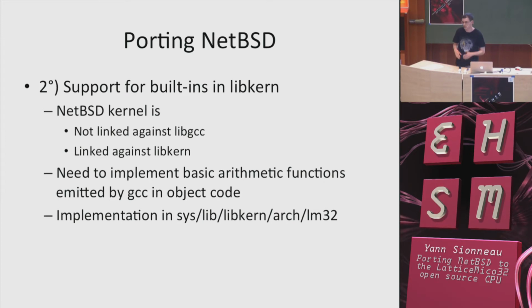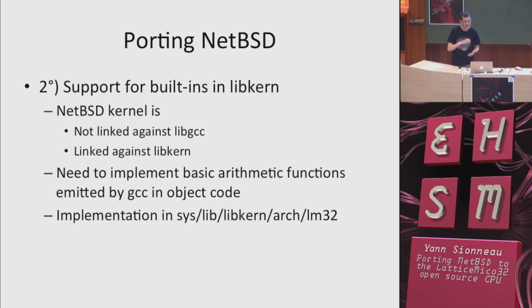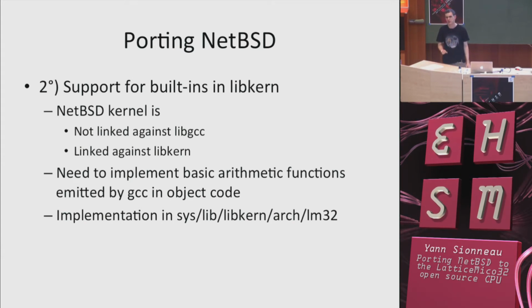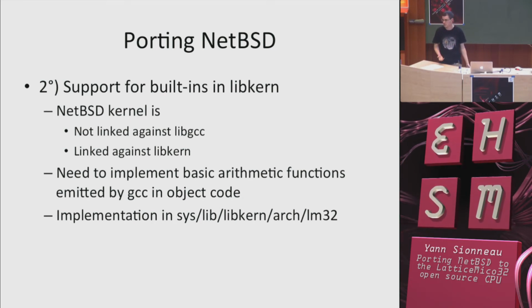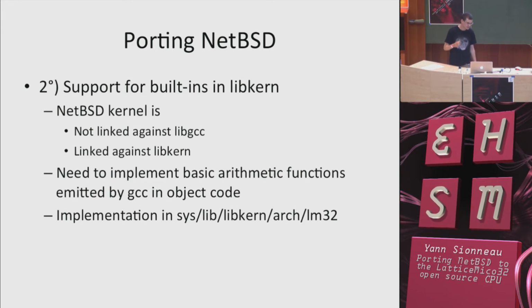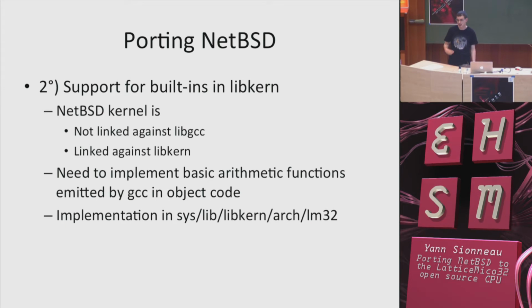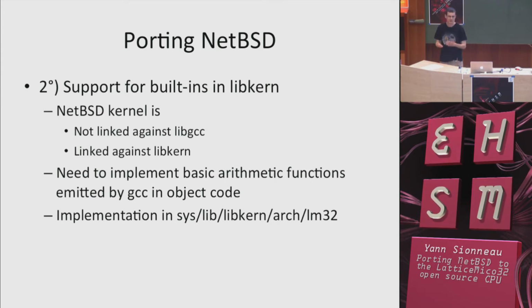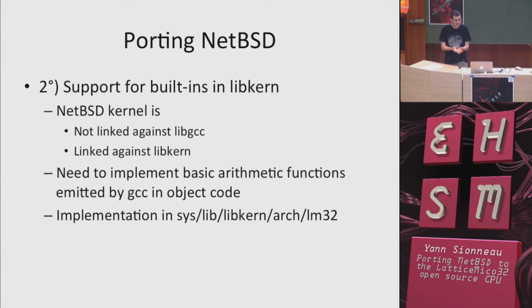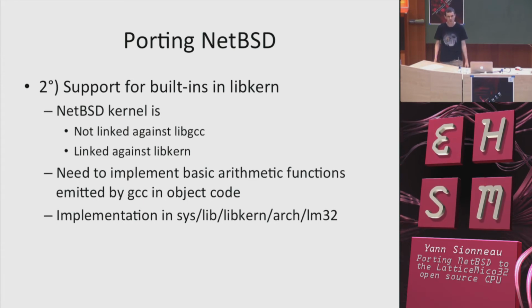First, you need to know that when you're compiling a normal C file, usually GCC, when it sees a multiplication or division or shift or something like that, it will not directly emit assembly code for this multiplication or this division, etc. Instead, it will put a function call to the multiplication function. And then, at the linking stage, it will link with something called libgcc, which contains those functions for multiplication, division, etc. But since NetBSD is not linked against libgcc, we won't have those.